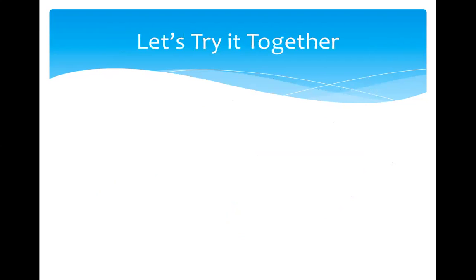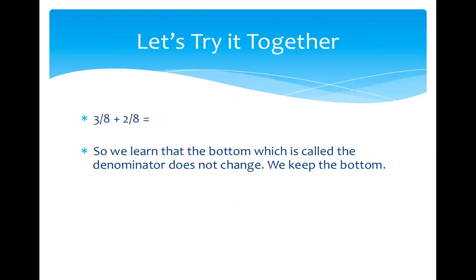All right, so let's try some of these problems together. So we have 3/8 plus 2/8. So we learned that the bottom, which is called the denominator, does not change. So we keep the bottom and we carry it over to the other side of the equal sign. And then we add the top.